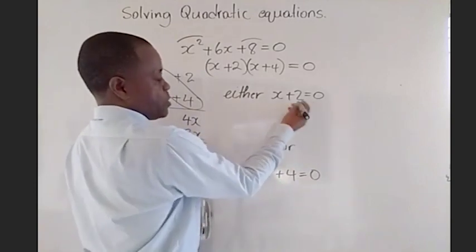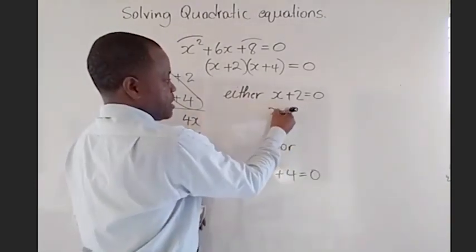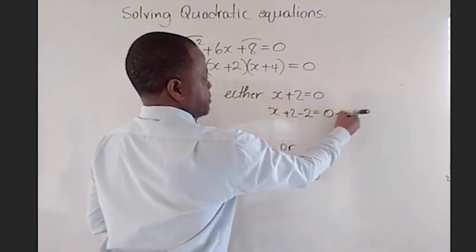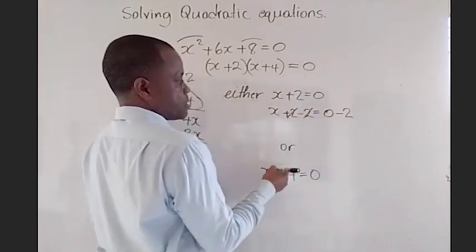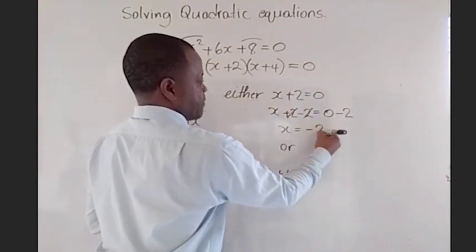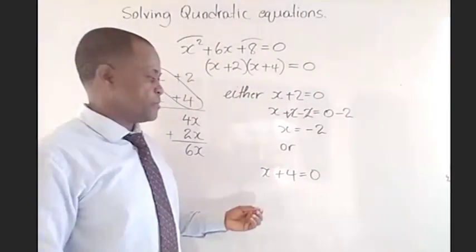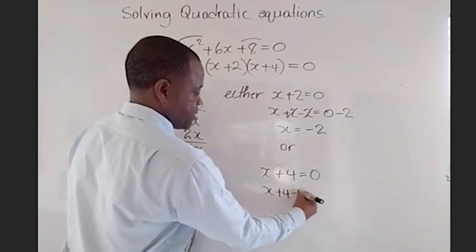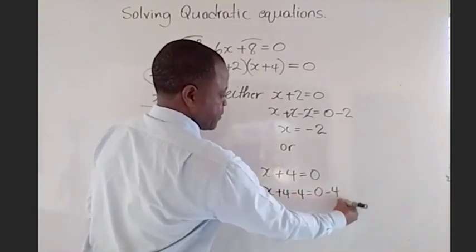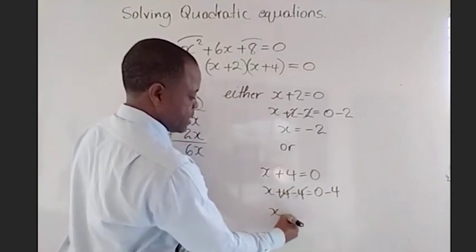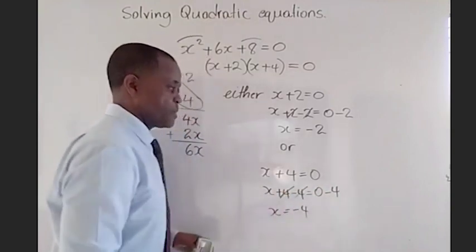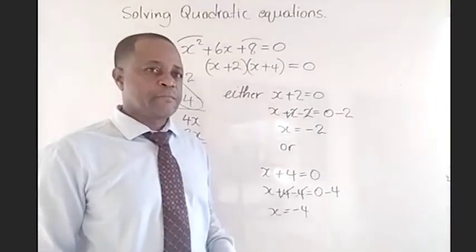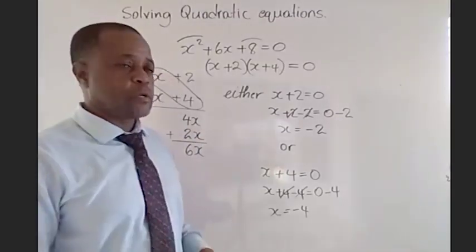Now to solve again, we use the balancing method. So we're using x plus 2 minus 2, since we're adding here, and this is equal to 0 minus 2. That goes out. So x is now equal to negative 2. We can do the same thing with the other one. So this would be x plus 4 minus 4 is equal to 0 minus 4. That goes out. So x is equal to negative 4. Okay, those are the solutions for that quadratic equation.